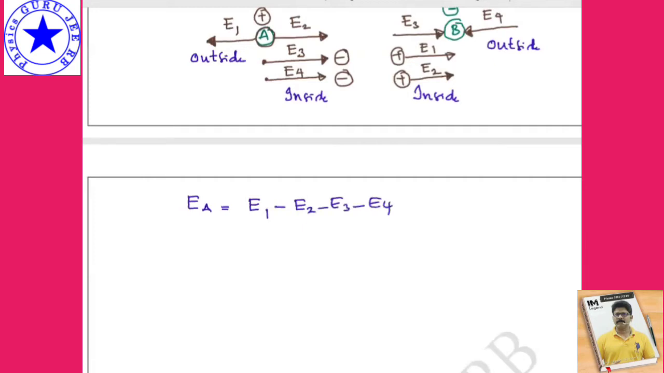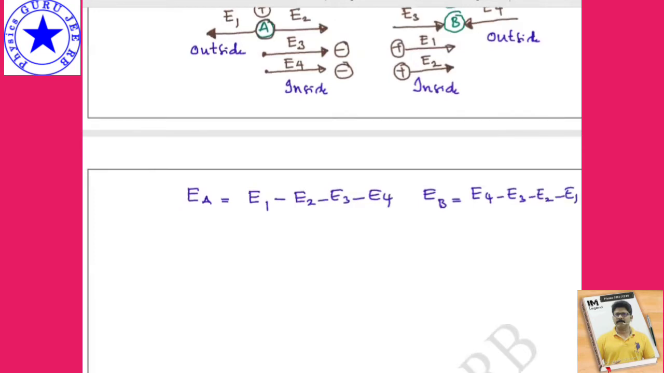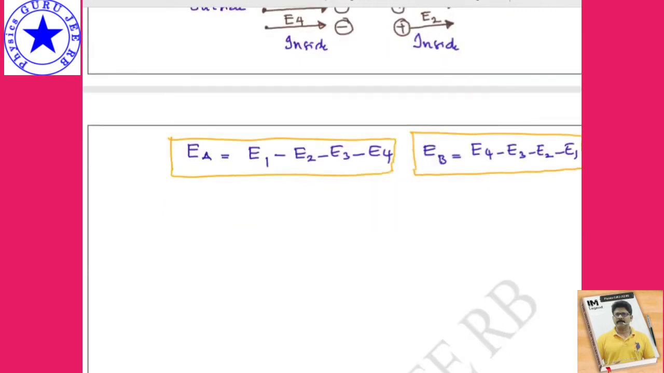Similarly, if I write EA, how to write EB? EB is equal to, so outside I'm taking it as positive, so E4 minus E3 minus E2 minus E1, that's all. Okay, so these are nothing but E1 and E2. EA is the electric field on plate A, EB on plate B, inside the plates, and inside the plate it is nothing but 0, right? So inside is 0, so at the end we'll substitute as 0.